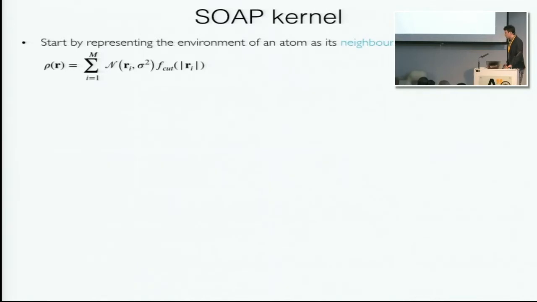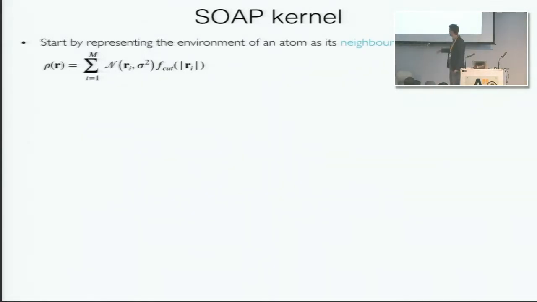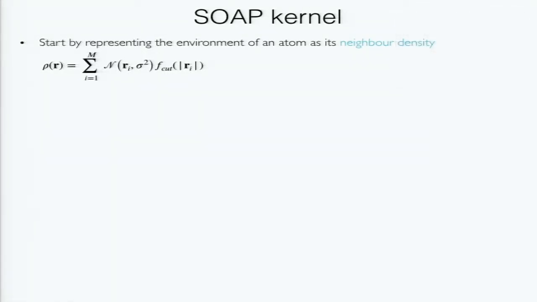So let's talk about the SOAP kernel, which is one of the most commonly used kernels, and let's go through the derivation to understand what's going on here. Because I think this is very important didactically to understand when you actually start to use them. So we start again by representing the local atomic environment as a neighbor density. It's the same thing as before, but we also put a cutoff function because we are making the locality assumption. Everything is important up to a cutoff, and we would like the descriptor to go to 0 smoothly at the end of the cutoff. So we just plug in that cutoff function, which is a function of the distance from the central atom.